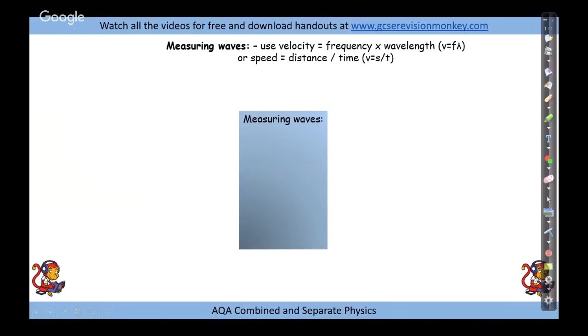Okay, so measuring waves then, there could be a required practical on different ways of measuring waves, whether they be on a string. For example, here we've got a vibration generator generating waves on a string, and you can see the string is going to be moving up and down.